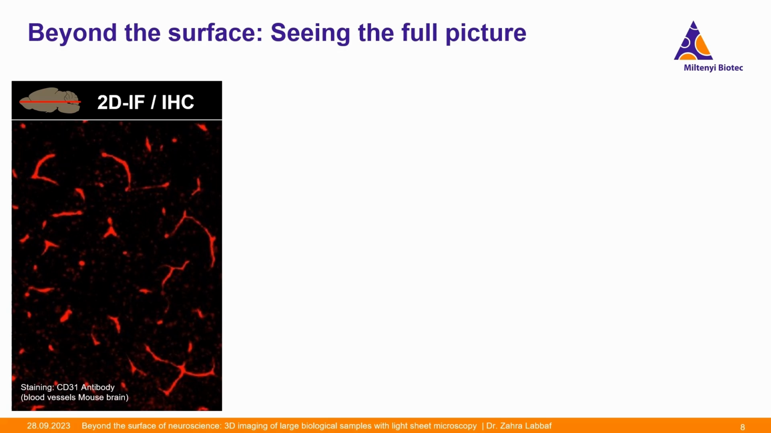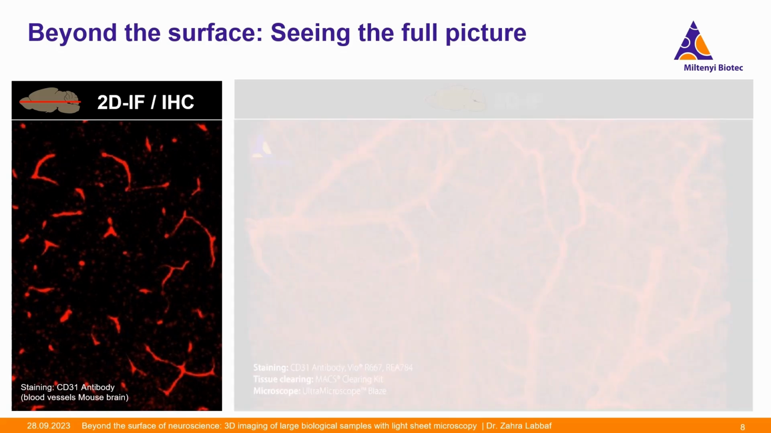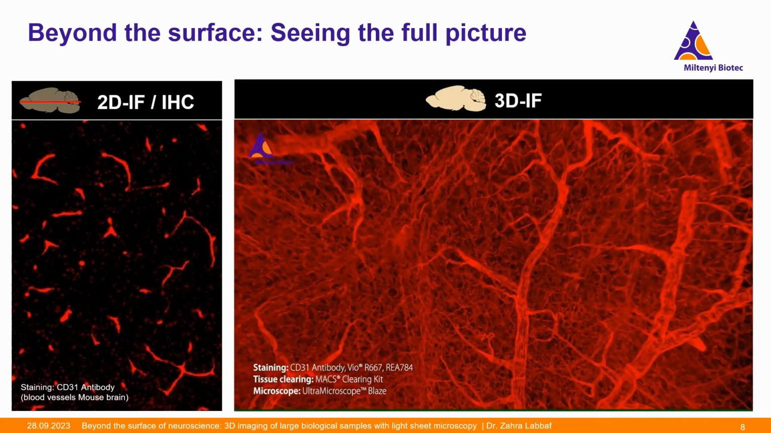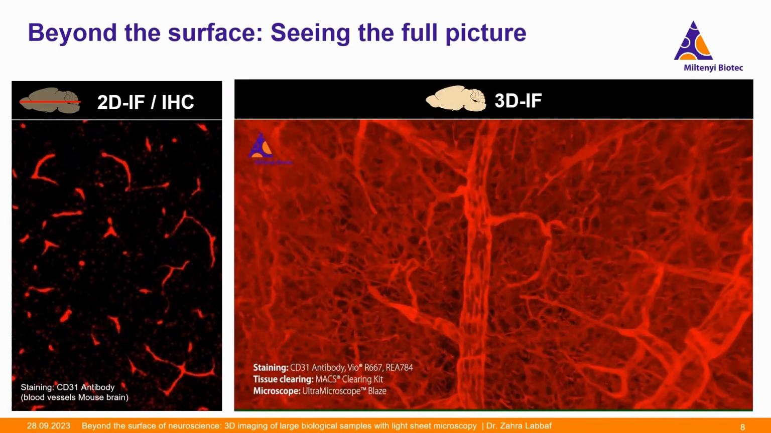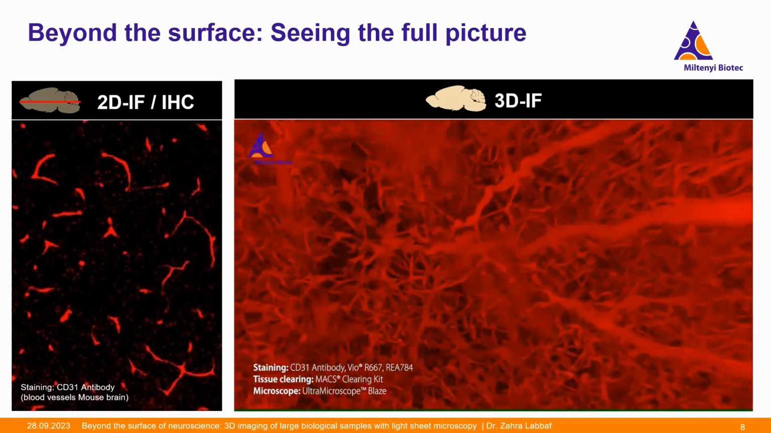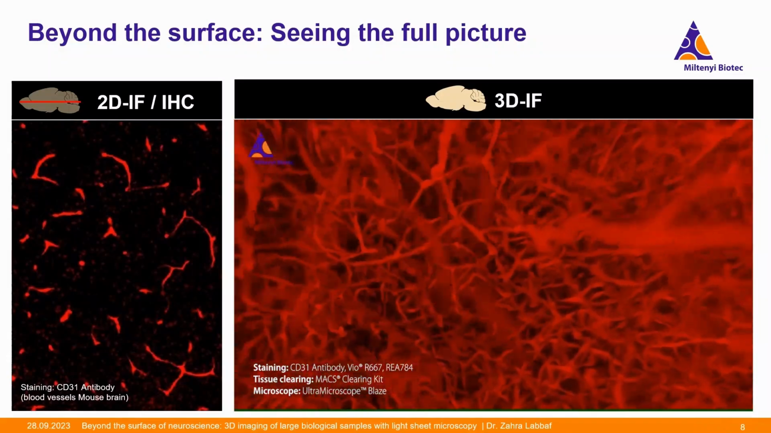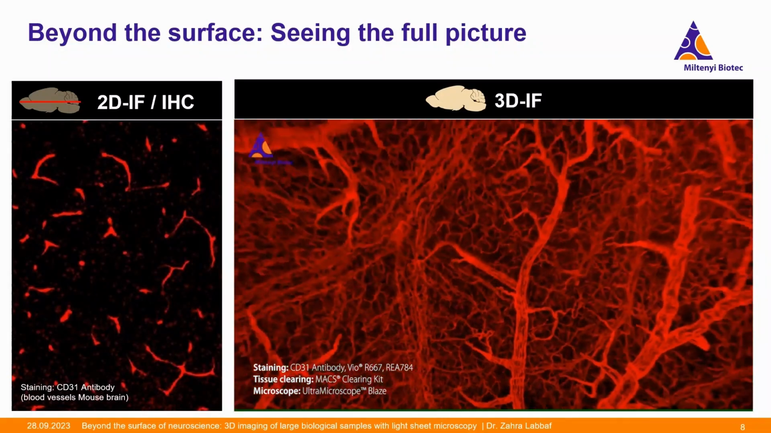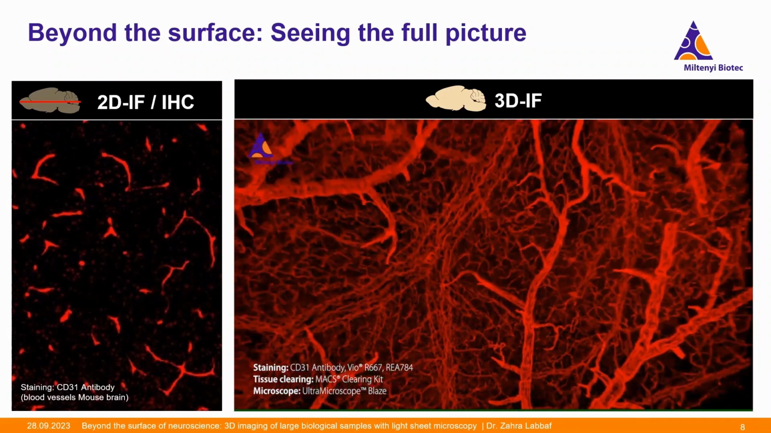Now, if we do 3D imaging on the same sample, so a mouse brain that is labeled with CD31, what you would see is this. As you can see here, the difference is significant. You see a full picture, and this allows for a better understanding of complex biological structures such as the brain. And of course, this is crucial to properly understand the architecture and function of such organs.